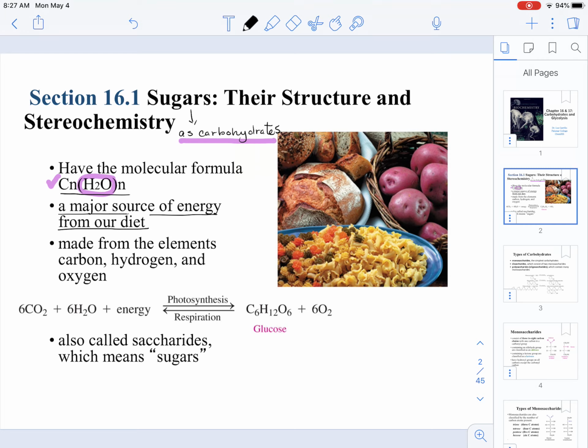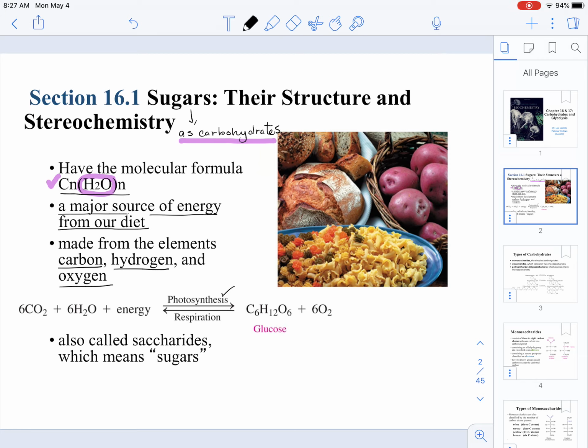And carbohydrates are going to be made from the elements carbon, hydrogen, and oxygen. There are many sources of carbohydrates that can come in our diet. And as you can see in the picture on the right, they include bread, pasta, potatoes, etc. Now, plants, through the process of photosynthesis, can take CO2, water, and energy and convert them into a carbohydrate.